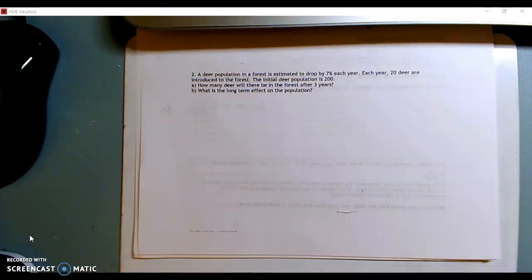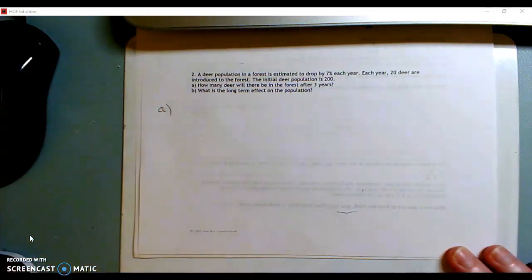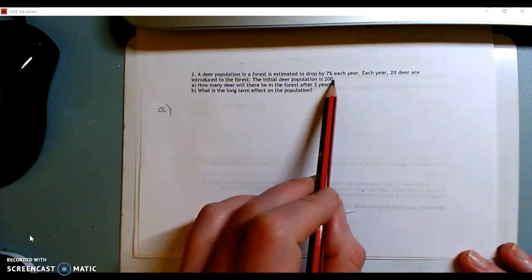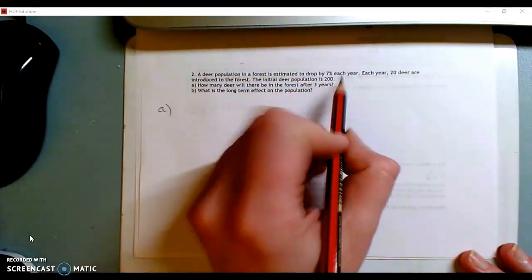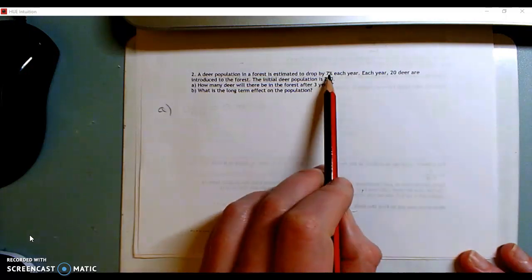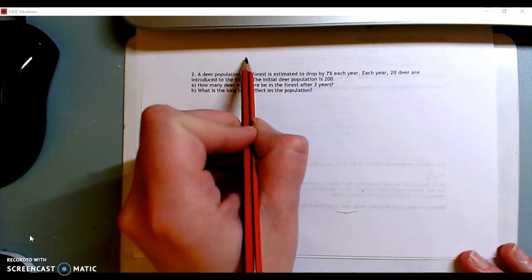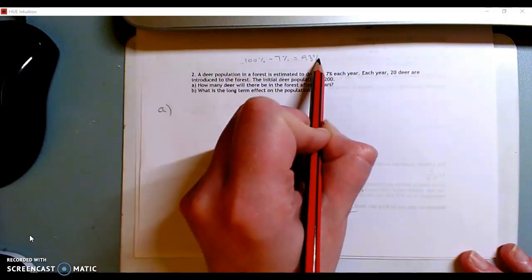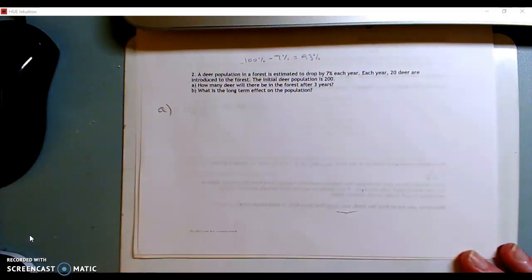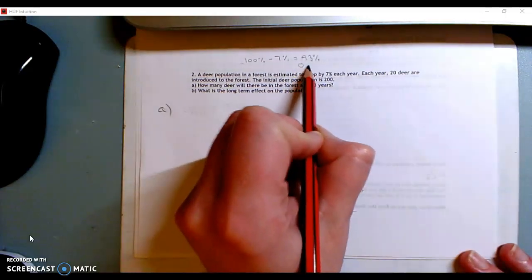So let's look at part A. First of all, we want to find out how many deer there will be in the forest after 3 years. So we need to set up a recurrence relation. We know our initial value, our U0, is going to be 200. We also know there's a drop each year of 7%. So we're starting out with 100% of the value, and we're dropping 7%. So we're getting 93% of the deer population each year. And again, that as a decimal is going to be 0.93.